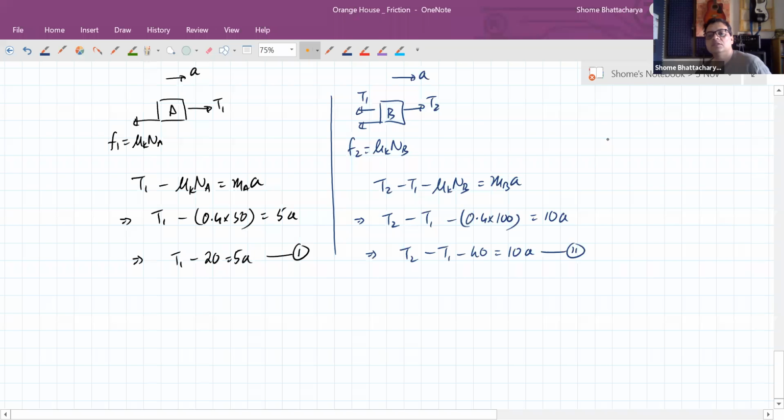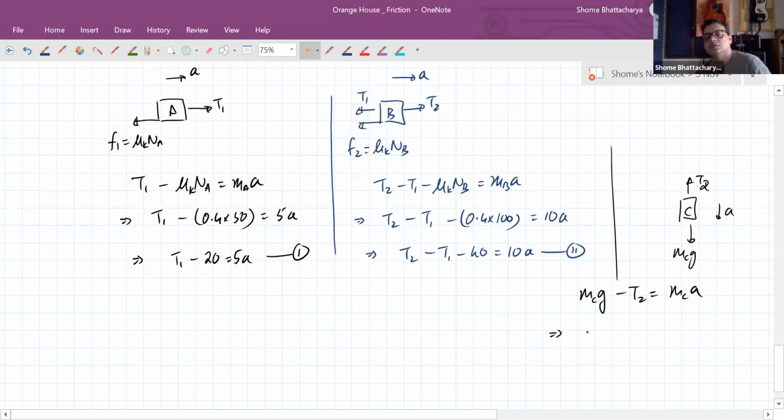And the third block is very easy, just downward acceleration of a. So weight minus tension is mass into acceleration. So we have the equation 100 minus T2 is equal to 10a. That's our third equation. Now from this we want to find out acceleration.